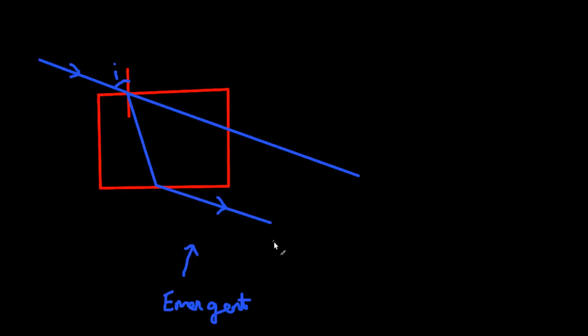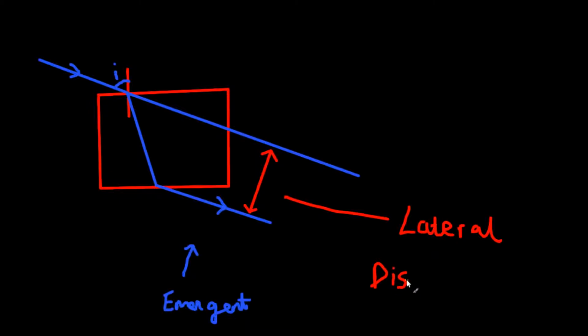And when you draw this diagram, the perpendicular distance between these two parallel lines, the emergent ray and what should have been the incident ray had the block not been there, the distance between these two is called lateral displacement. Very important term, and as I said, you'll be doing a few experiments on this as well. Lateral displacement.